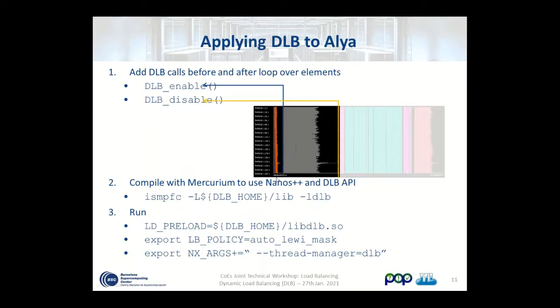As in Alya this part of the code was already parallelized with OpenMP, we just needed to compile with Mercurium, our compiler, because we wanted to use our version of OpenMP, and then run adding support for DLB. We preload the DLB library. This way we can intercept the MPI calls, and then we set some environment variables to tell DLB how to behave.